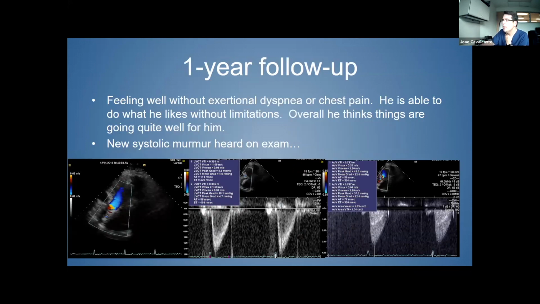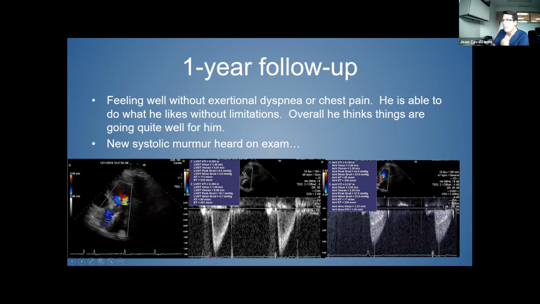He's feeling well. There's no exertional dyspnea. He's able to do things without any problems, but a new murmur is heard at the 1 year follow-up. And as you can see, there's very trivial paravalvular regurgitation there. And you can see that there is now an increased gradient. The peak velocity has increased to 3.3, mean gradient about 23. There is also increased transvalvular flow, with a higher VTI.